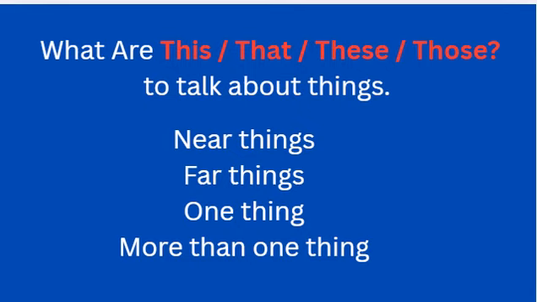If you are learning English from zero, this lesson is for you. So today is lesson 4 and our topic is this, that, these and those. Now let's begin. We use this, that, these and those to talk about things. They help us to show near things, far things, one thing, and more than one thing.